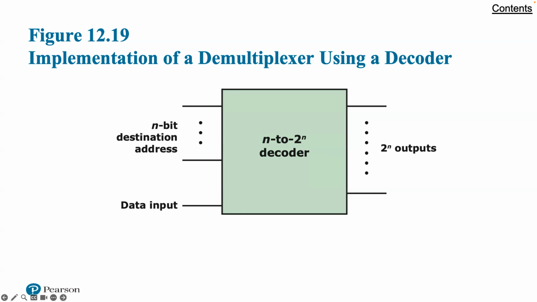The configuration in 12.19 can be viewed in another way. Change the label on the new line from data input to enable. This allows for the control of the timing of the decoder. The decoder output appears only when the encoded input is present and the enable line has a value of 1.